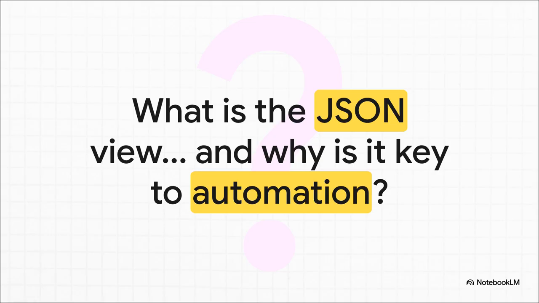So, we successfully pulled our data in and saw it in that nice, clean table. But I mentioned that other view, right? The JSON view. What in the world is that? And more importantly, why is understanding that format the key to unlocking the true power of automation?